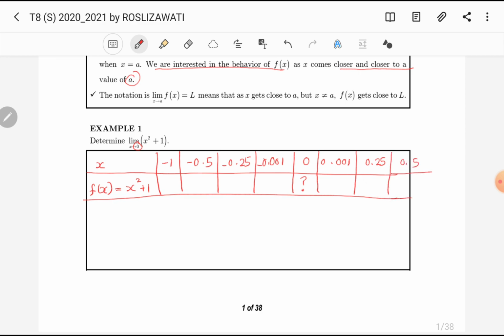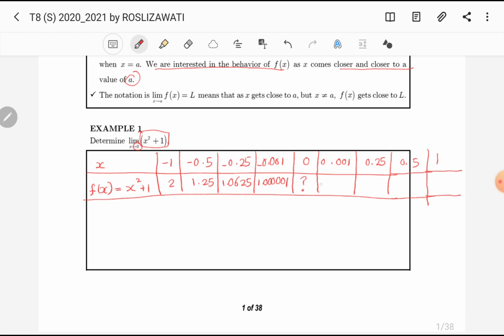0.5 and 1. Okay, so now you can use your calculator, insert x squared plus 1 into your calculator and then calculate. If you calculate, you will get 1.25, 1.0625, 1.000001. Okay, macam mana saya dapat nombor-nombor tu? Saya ganti x dalam x squared plus 1.